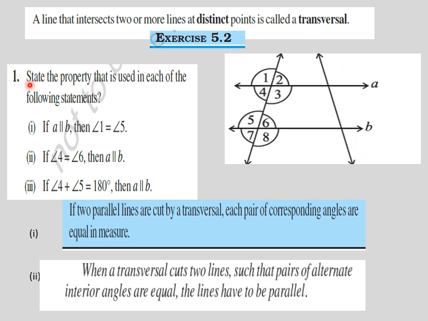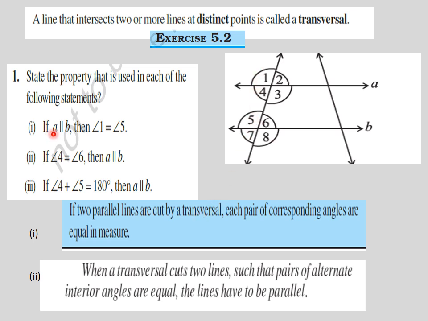First question. State the property that is used in each of the following statements. First one is, if A is parallel to B, then angle 1 is equal to angle 5. If these two lines are parallel, then angle 1 is equal to angle 5. Angle 1 and angle 5 are corresponding angles.